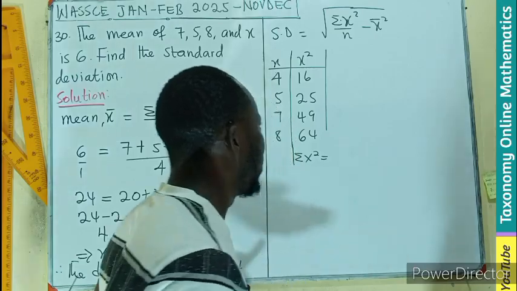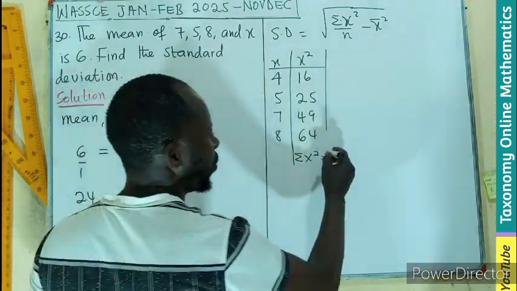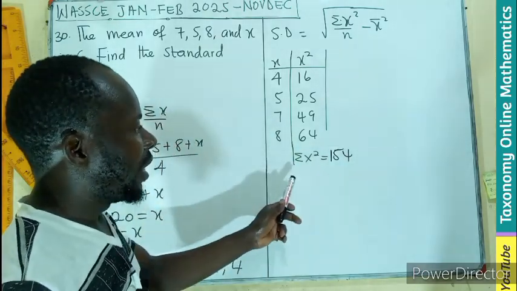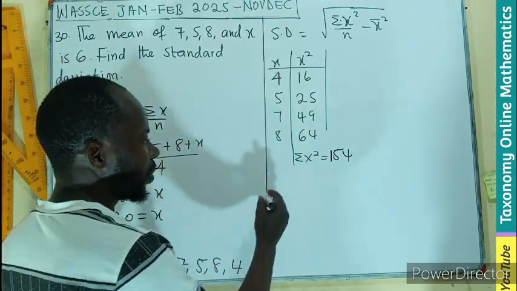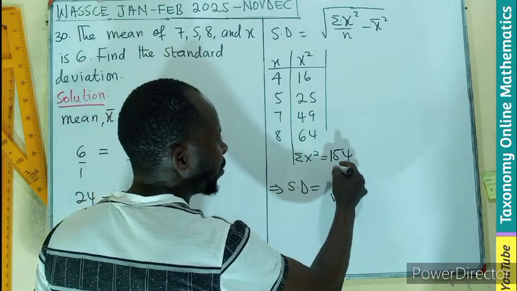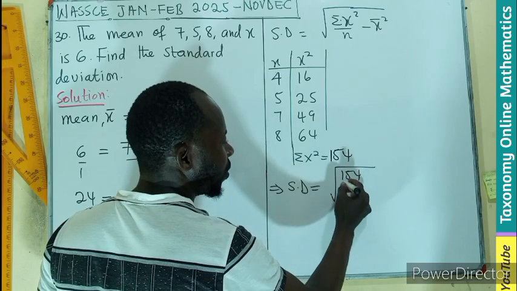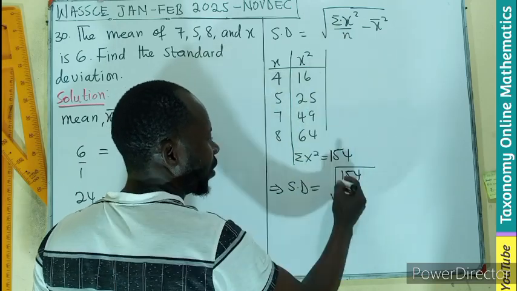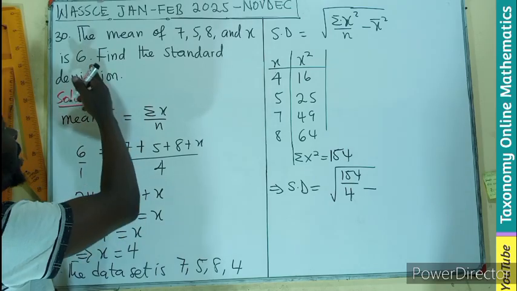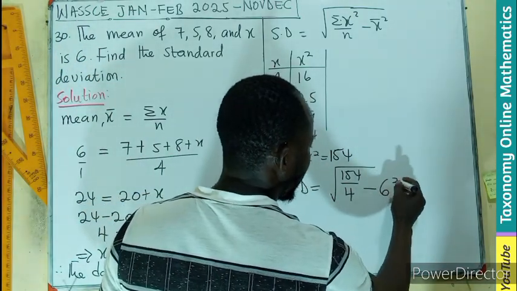Let's check that on our calculator. And that will be giving you 154. So if that is the case, we are going to substitute. That implies that your standard deviation will be the square root of the summation, which is 154, divided by n, which is 4, minus the mean we had. The mean has been given in the question as 6. So 6 square.